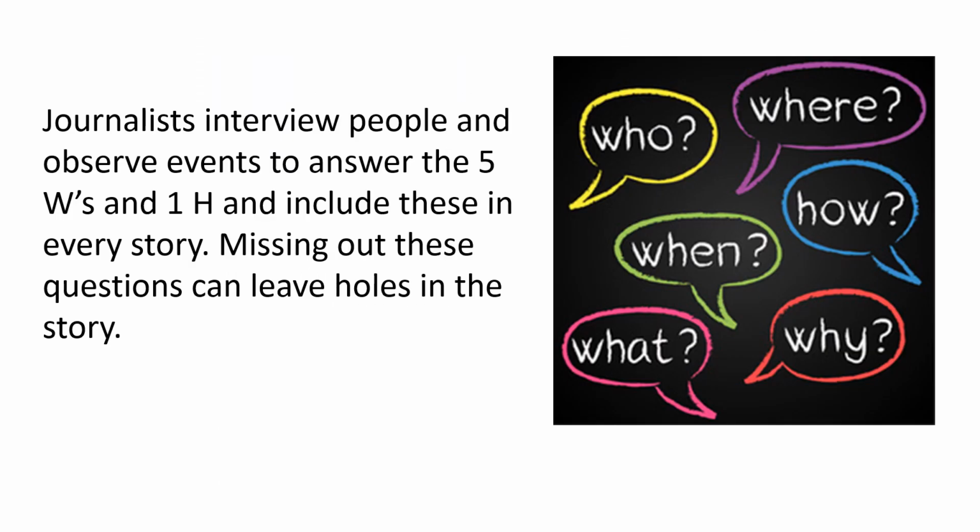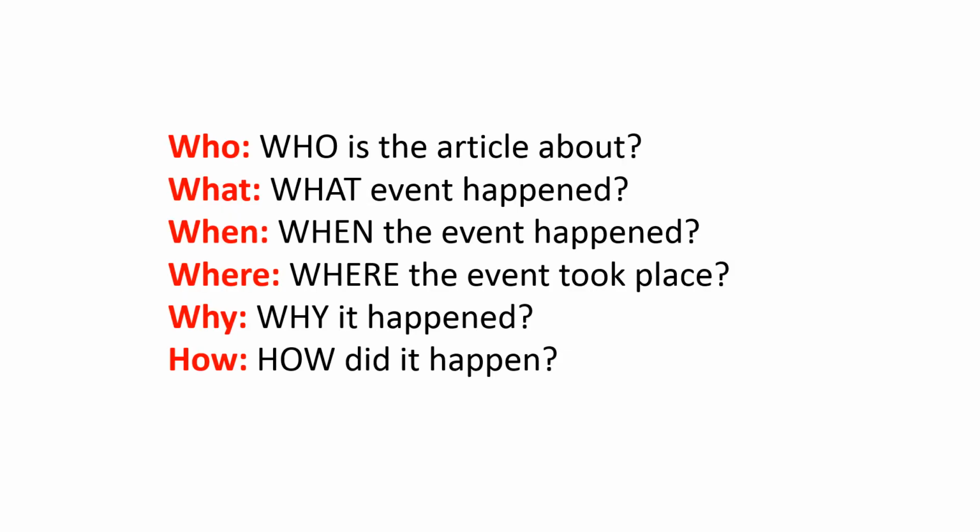Journalists interview people and observe events to answer the 5 W's and 1 H and include these in every story. Missing out any of these questions can leave holes in the story. So, who? Who is the article about? What? What event happened? When? When did the event happen? Where? Where the event took place? Why? Why it happened? And how? How did it happen? Pause the video and look at this.